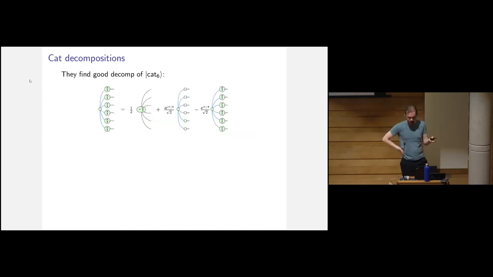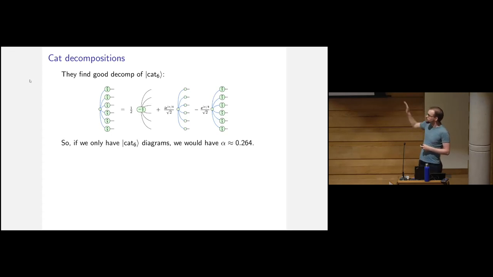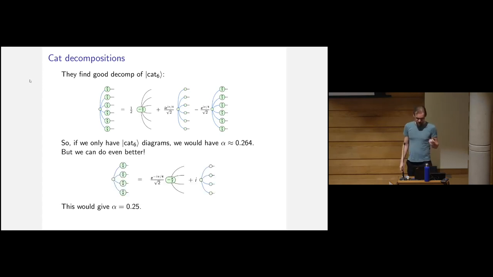So what they do is they find a good decomposition of cat 6, so a cat state with 6 qubits. And in ZX, this looks something like this. So you get three terms. This is really good, because if we can find in our diagram something that looks like the left-hand side, we can exchange six magic states for three terms. Okay? So if we could do this, we get an alpha of 0.264, which is way better than what we had before. It turns out you can do even better, because a cat 4 state has this decomposition into two terms. This will give you alpha is 0.25.